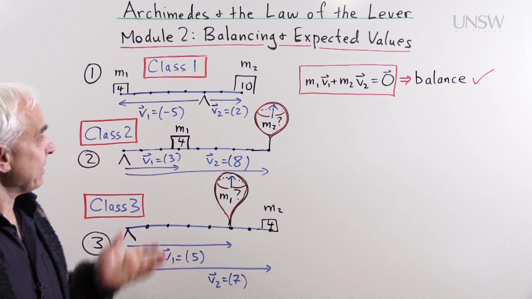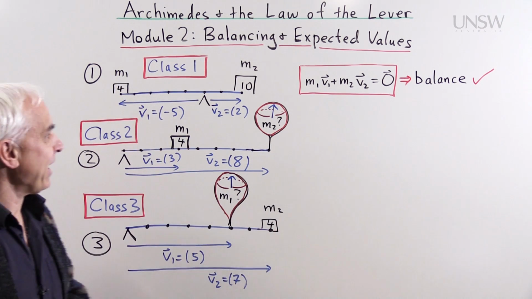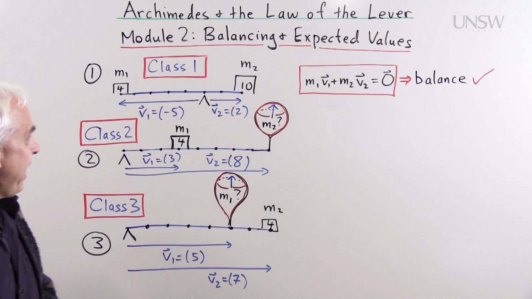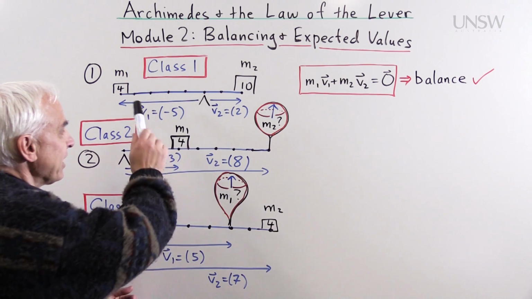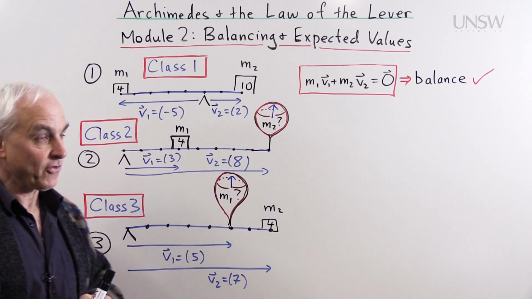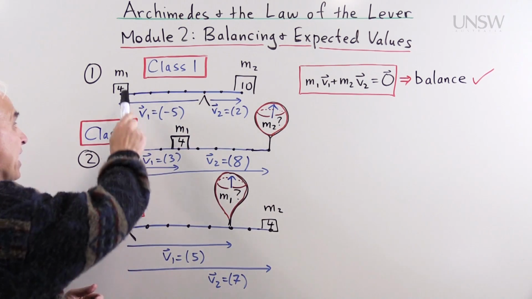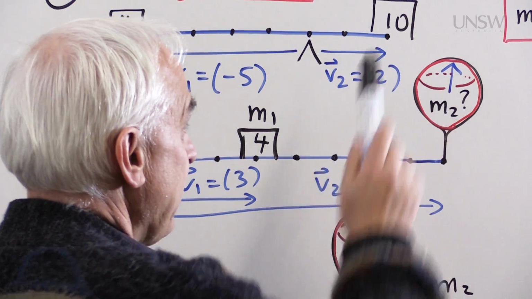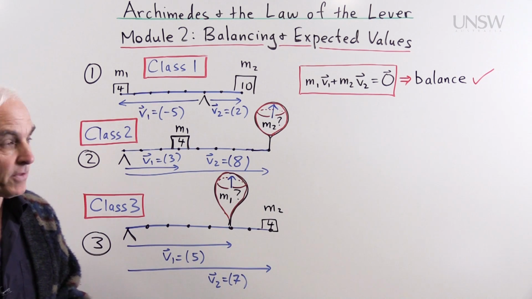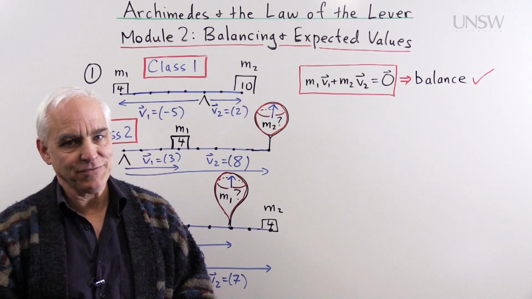All right, so let me remind you that we've been talking about levers and balancing, and Archimedes' law of the lever played a prominent role. And we talked about it in the context of a class 1 lever, where the fulcrum was in between the two masses. So, for example, with this lever here, we have a mass of 4 here, a mass of 10 here, and the fulcrum here. And there is balancing because of this fundamental equation being satisfied.